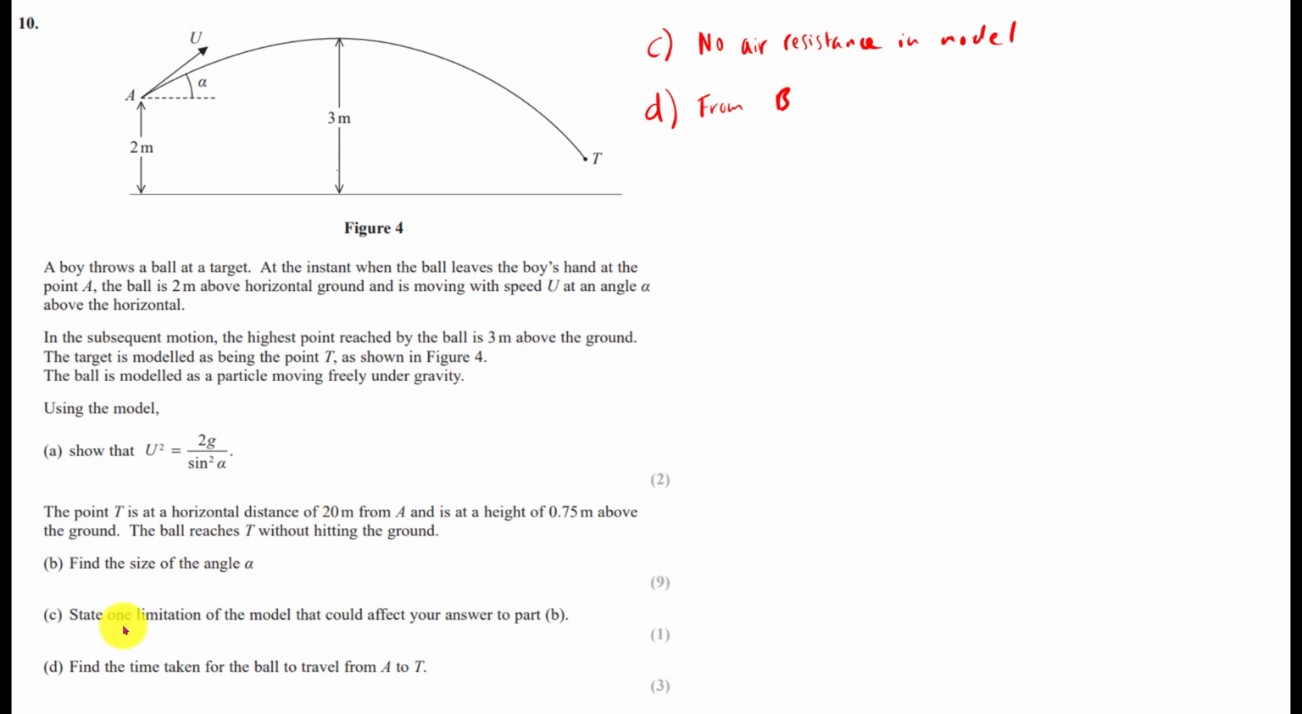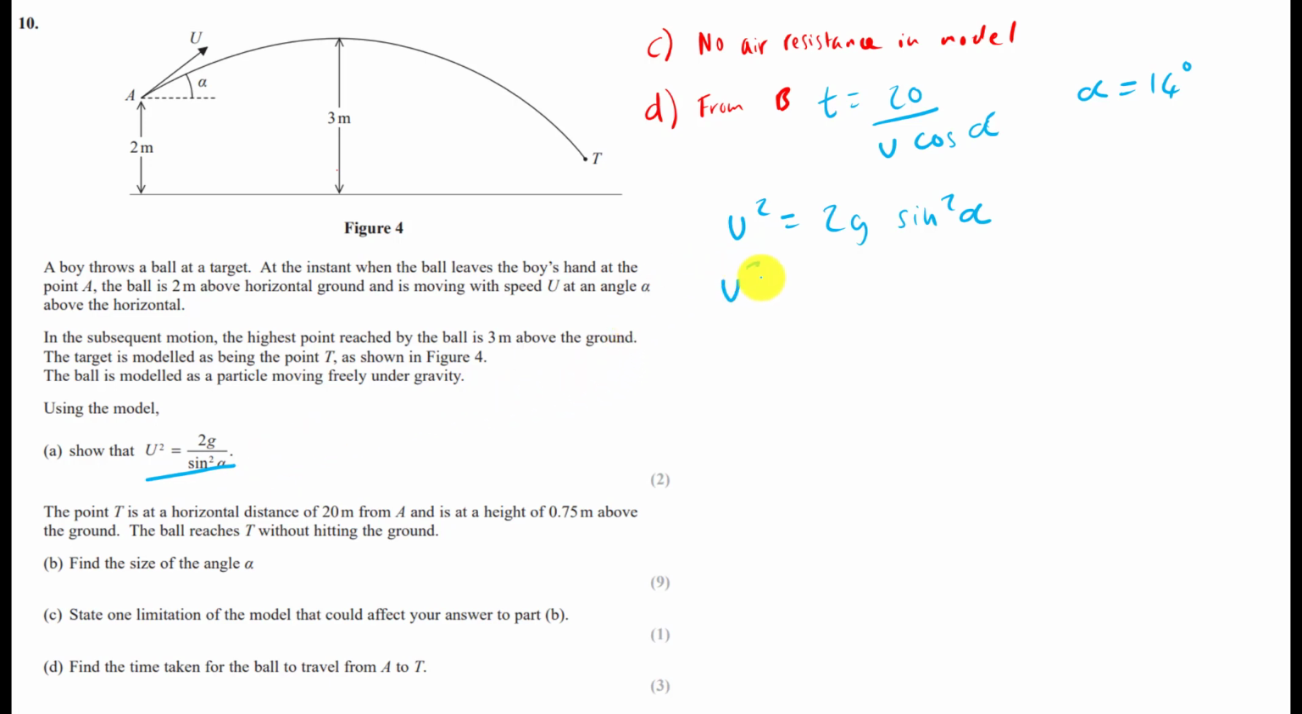Right, so just finishing off part C, state one limitation of the model, and you could see that there, you could just write there is no air resistance in the model. Now part D, from B, we're going to have to use T equals 20 over U cos alpha, and we know that alpha was 14 degrees from before. Now we have U squared equals 2G over sine squared alpha from A here. So we just substitute these values in.